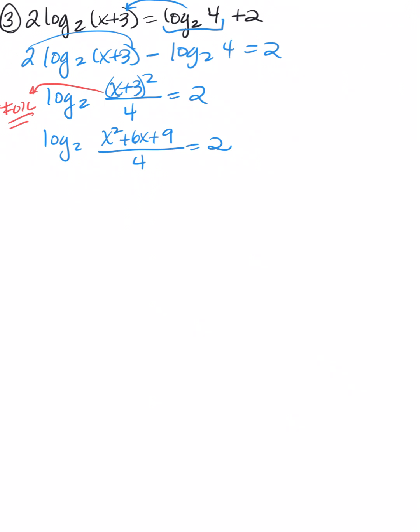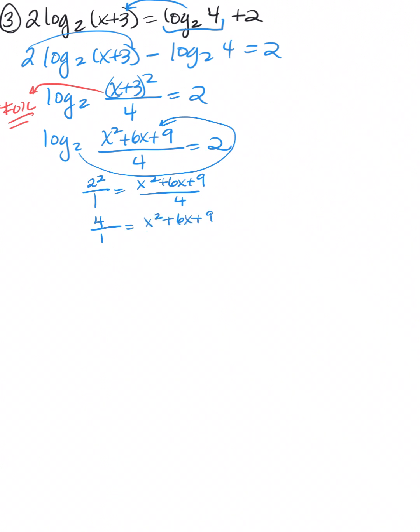All right, from here, we're going to swirl. Now we swirl it out. So we're going to have 2 squared over 1 equals x squared plus 6x plus 9 over 4. Don't let that freak you out. Let's just keep going. What is 2 squared? It's 4. All right, now we have a proportion.